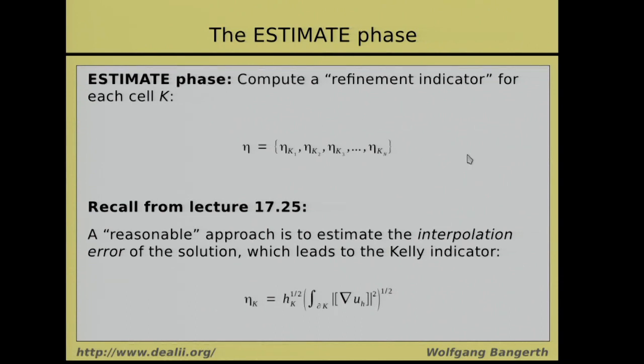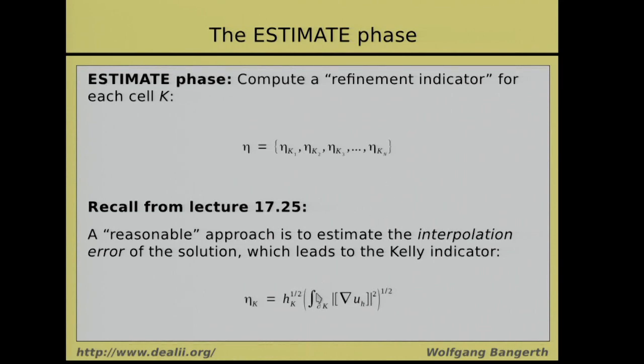Okay, so the estimate phase is, in essence, for every cell from K_1 through K_n, I want to compute some quantity that I'm going to call eta that indicates how worthwhile it is to refine this cell. So let's call this a refinement indicator. And we've seen in 17.25, two lectures ago, that a reasonable approach is to use the interpolation error as a quantity that we care about. And if you want to use the interpolation error, then you would naturally be led to something that is typically referred to as the Kelly indicator.